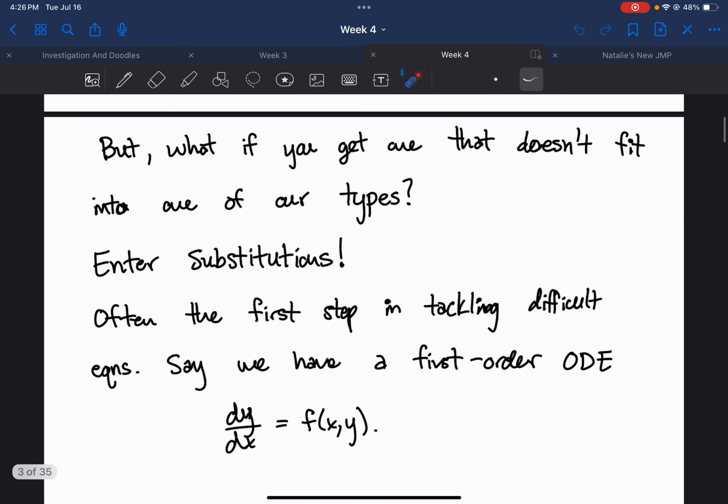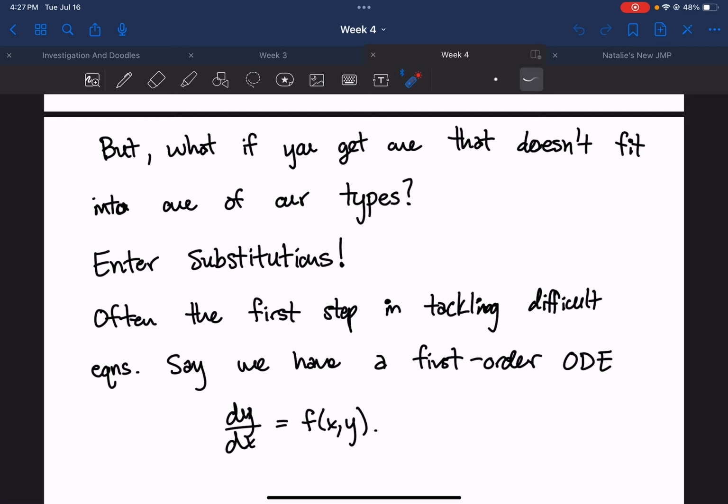But what if you get a differential equation that doesn't fit into one of our archetypes? It's not separable, it's not linear, it's not exact. What can you do? Well, you can sometimes, if you're lucky, use a substitution.